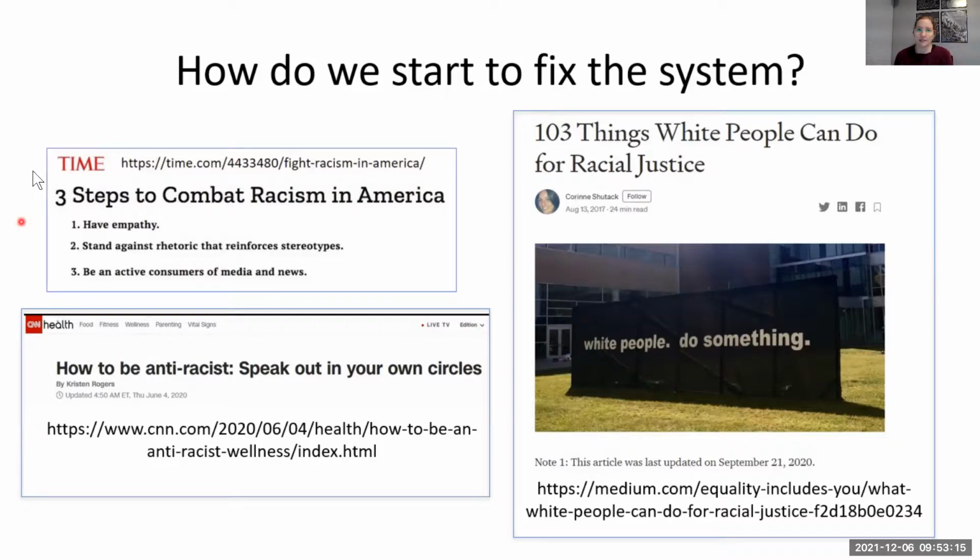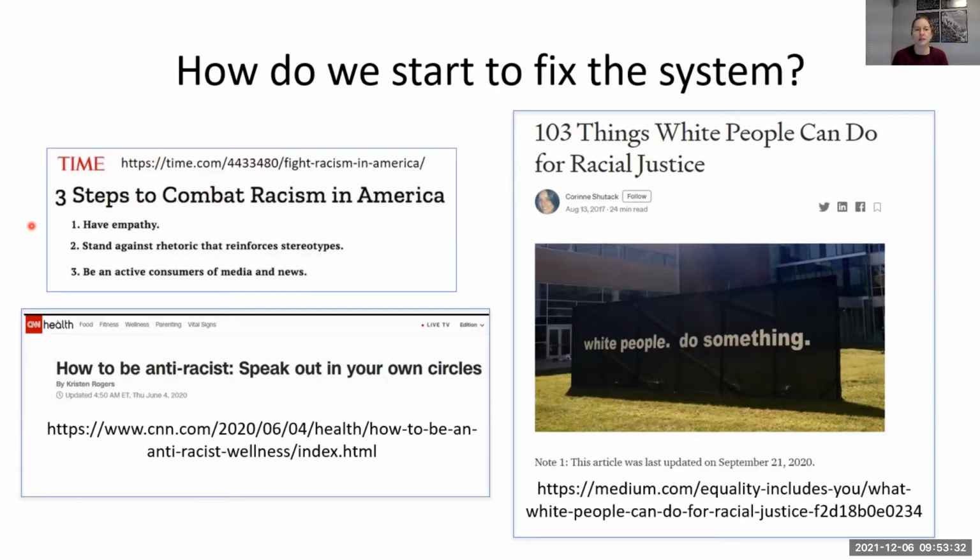Time magazine has these 3 steps to combat racism. So the first ones: have empathy, stand against rhetoric that reinforces stereotypes. That means highlighting when people are doing things wrong, like James Watson, and talking about what's wrong so that we don't just sweep it under the rug.